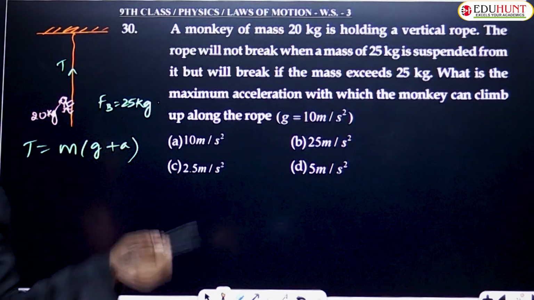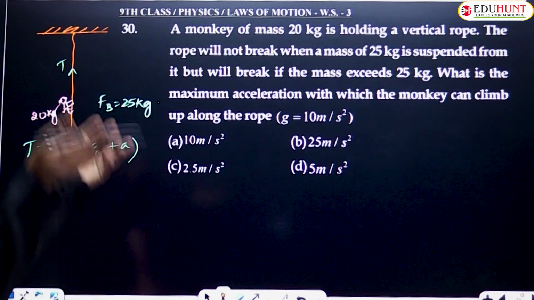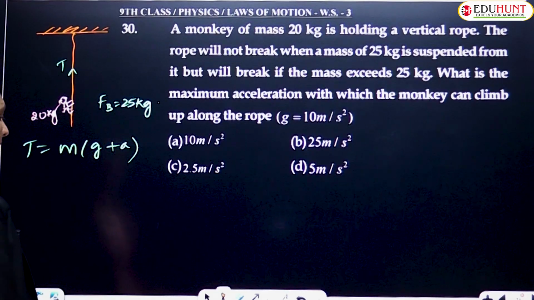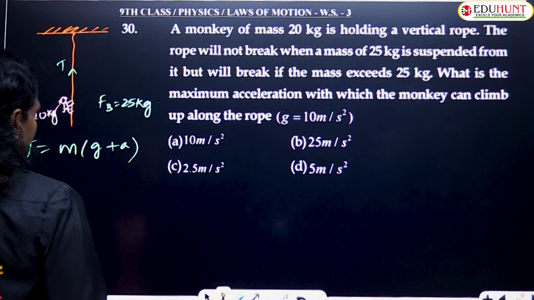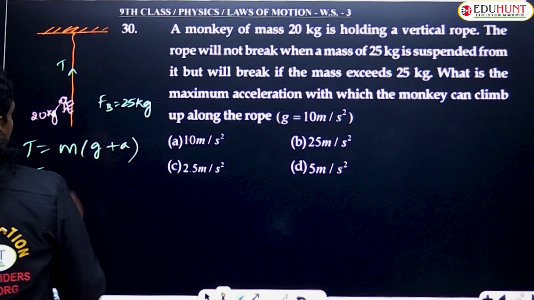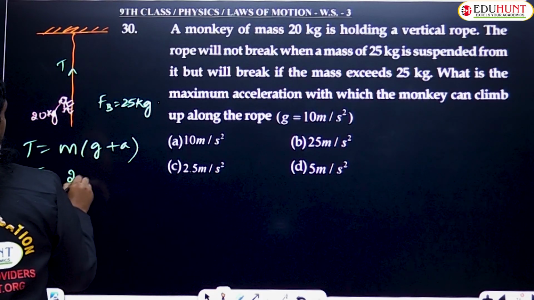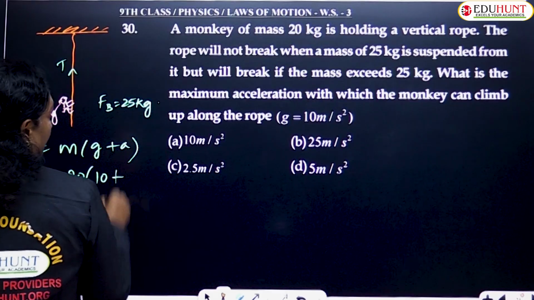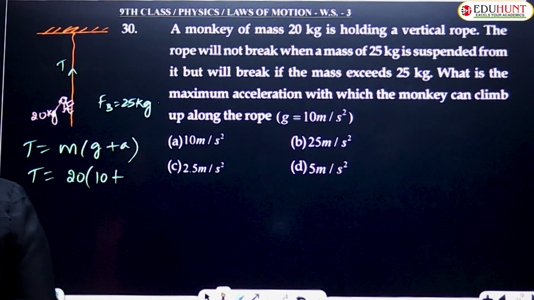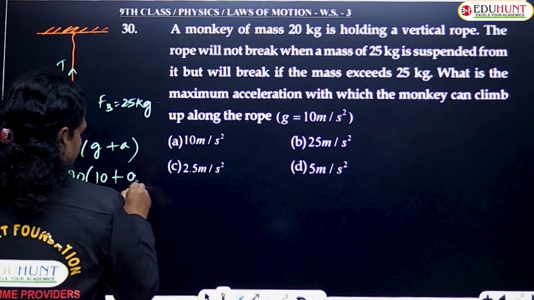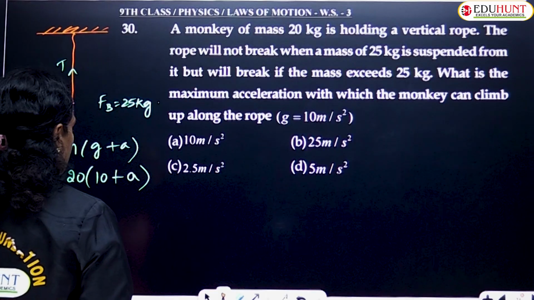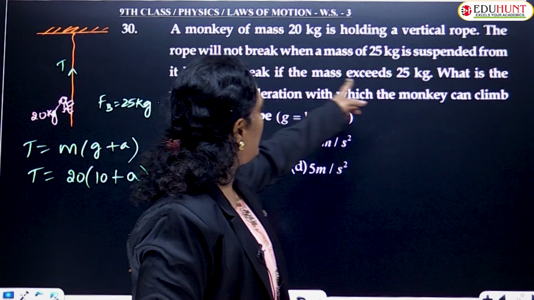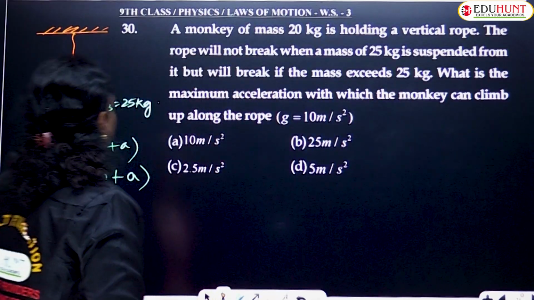We know that in lift cases, when upward motion is considered, T equals m into (g plus a), and for downward motion it is taken as m into (g minus a). So we are aware of that. So T can be written as, what is the mass of the monkey? It is 20, and gravity value they have asked us to take as 10, plus the unknown acceleration a. And how much tension? When will the rope break? If it exceeds 25 kg.